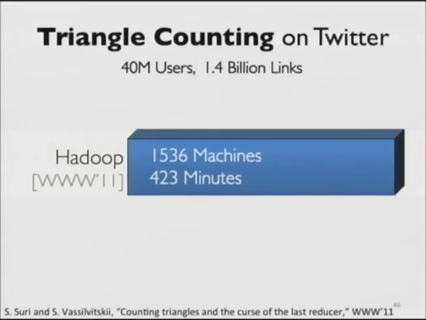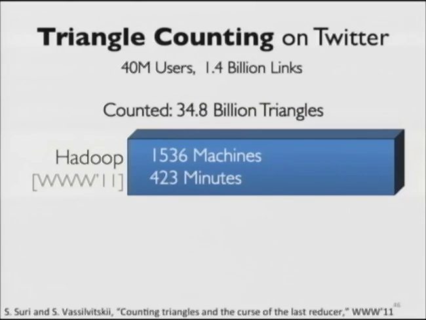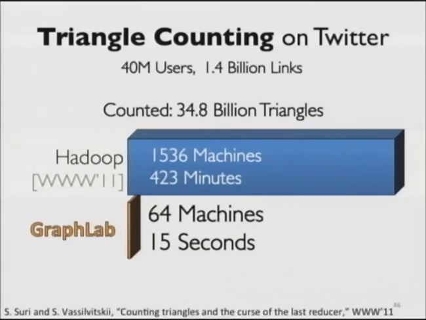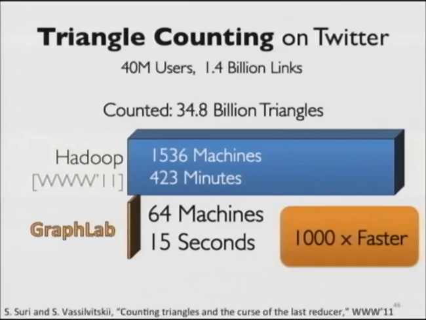The technique he describes is actually pretty good. This is a technique running on Hadoop, an algorithm that's optimized to exploit the bulk synchronous structure of Hadoop. Here, using 1,500 machines, we're able to process this problem in 423 minutes. That's 34.8 billion triangles. Okay? It's actually a pretty big triangle counting task. GraphLab, with our newest number, on 64 machines can do this in 15 seconds, solving the same problem, counting all 34.8 billion triangles and labeling the motifs. So that's 1,000 times faster.